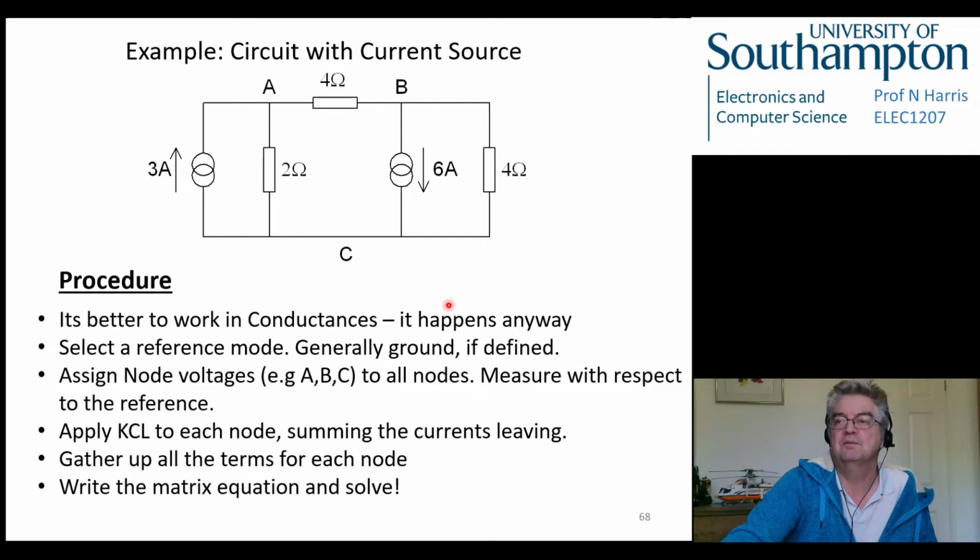We select a reference node, generally ground if defined, but it could be anything, and assign node voltages, or variables, to all nodes. In this case we've identified our nodes as A, B and C, and just labelled them as such. Then we measure with respect to the reference, and in this case it makes sense to make C the reference, because everything seems to be measured with respect to that anyway. Apply KCL to each node, summing the currents leaving. Remember, they all add up to 0, and what goes in must come out. Gather up all the terms for each node, write the matrix equation and solve it. Once we get to this point, we've seen it before and we should be okay.